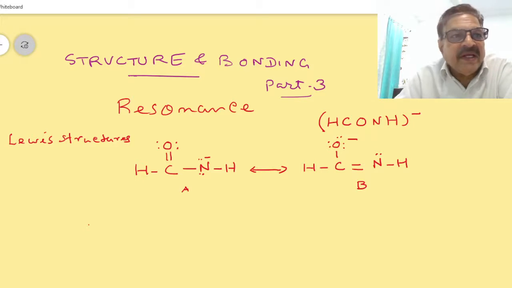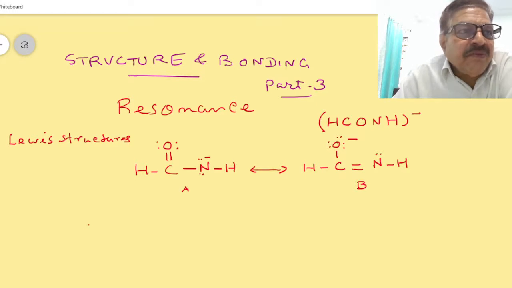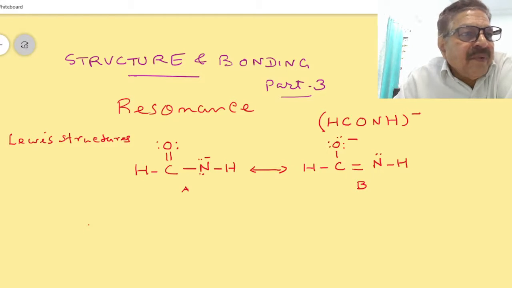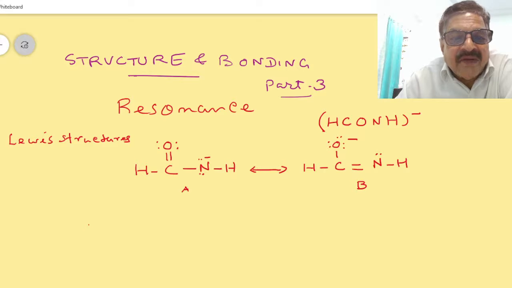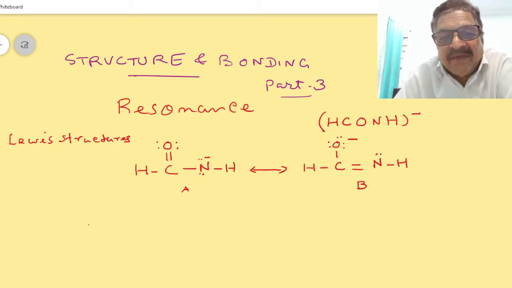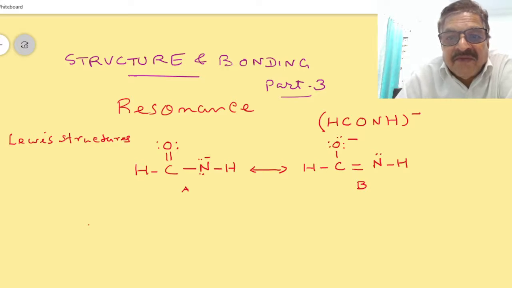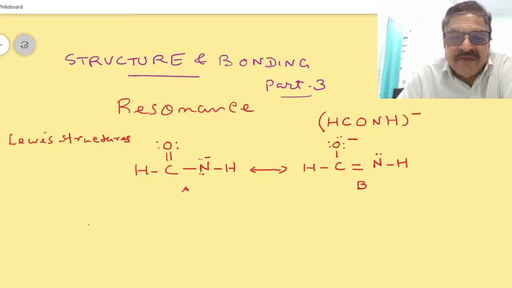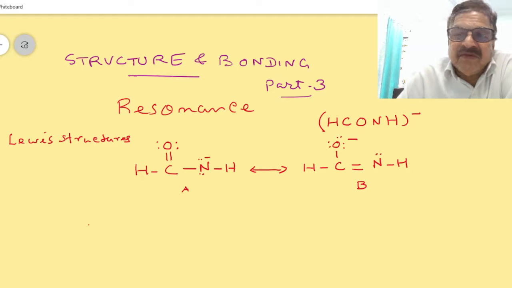So the actual molecule is neither A nor B. It is a composite of A and B. The actual molecule is not accurately represented by any one of these Lewis structures, either A or B, but it is more accurately represented by a combination of two or more Lewis structures. That is, the actual structure of this anion is neither A nor B, but some kind of combination of A and B. Some molecules we cannot adequately represent by a single Lewis structure.